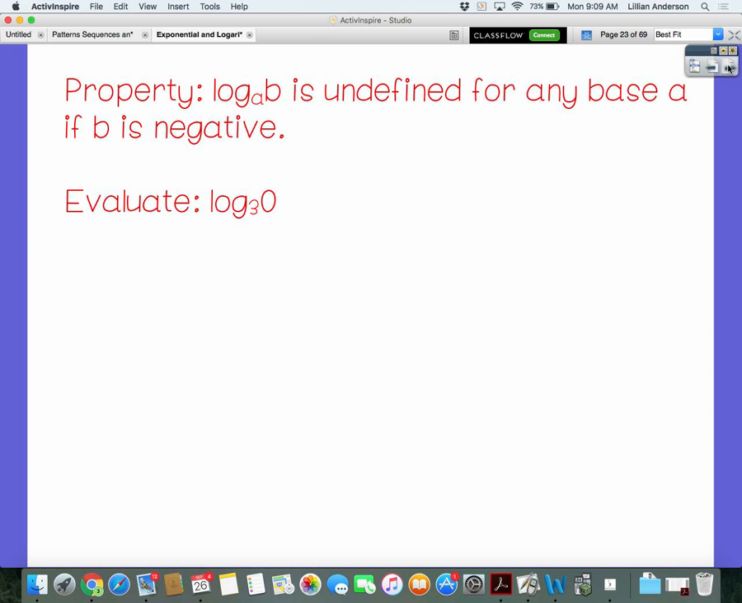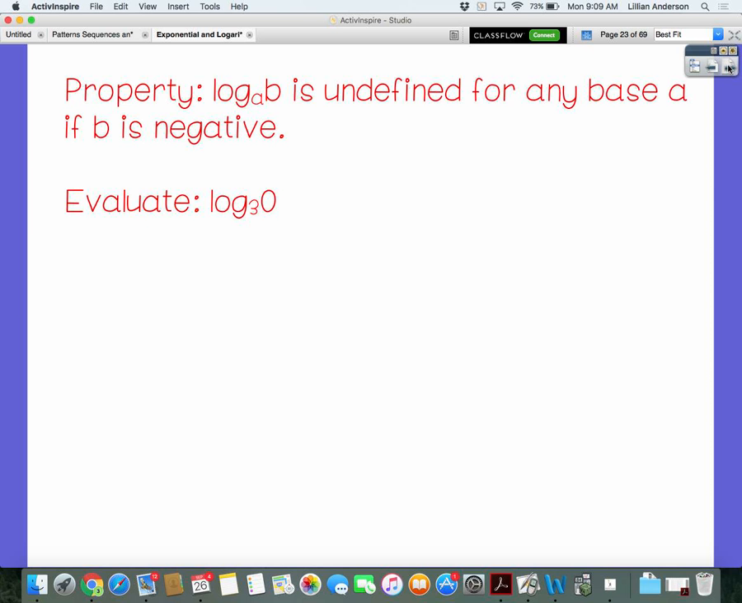So, if b is negative, then the log base a of b is undefined. Okay? You can never take the log of a negative number. Never take the log of a negative number. Okay? It's another property of logarithms.